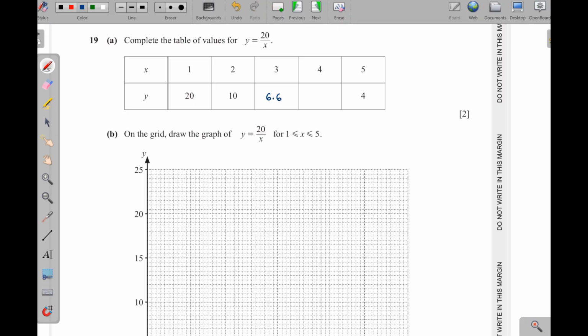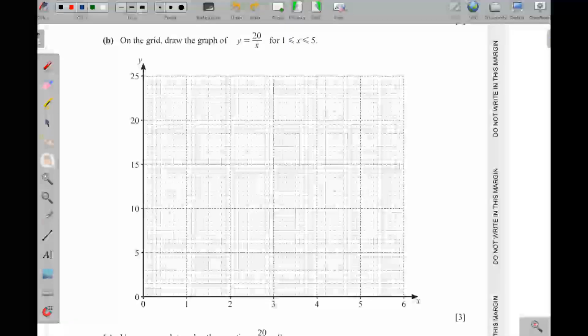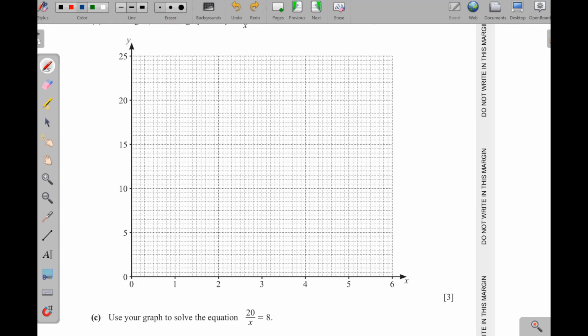So I can say 6.67 maybe. And then 4 here. 20 divided by 4, you will get a 5. Then 20 divided by 5, you get 4. So that is what we are having there. Then on the grid, draw that graph there. So we have 1 and 20. It is here.